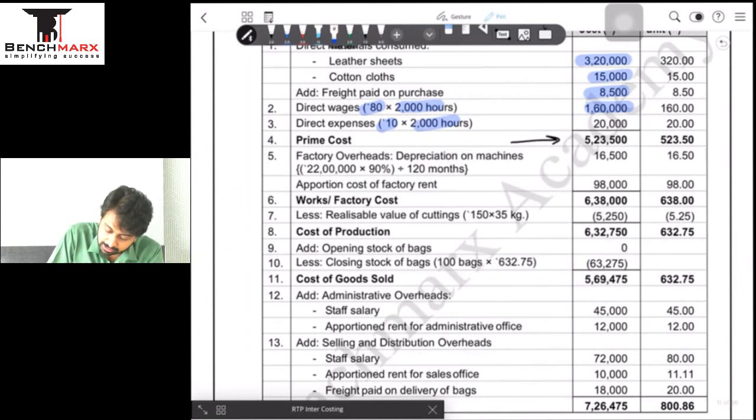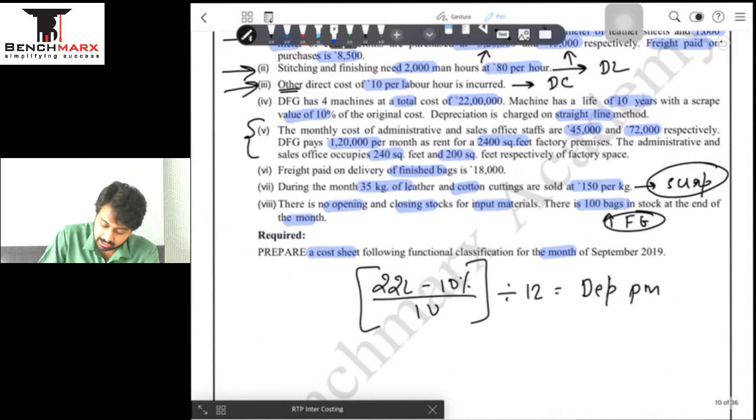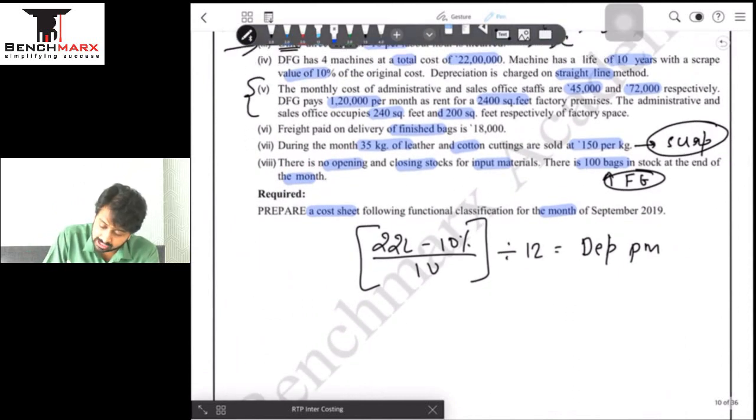22 lakh is the price. Less 10% is as good as saying into 90% and divide by 120 months. That is nothing but 10 into 12. That means they have taken monthly depreciation. ठीक है? Then comes apportioned factory rent. Tell me, what was the factory rent? It was 1,20,000 per month.